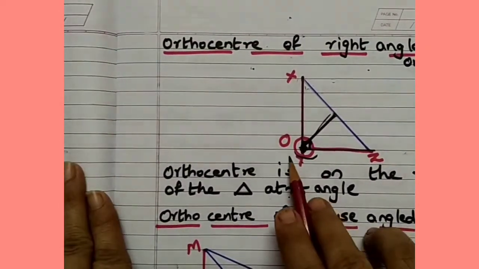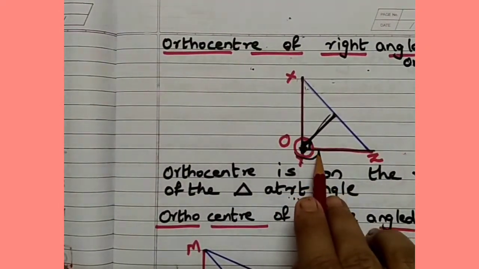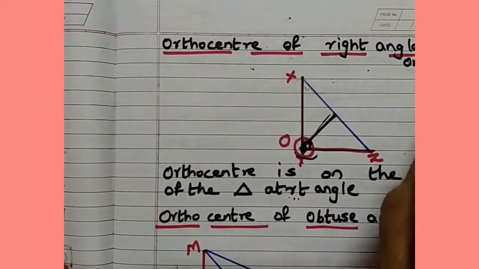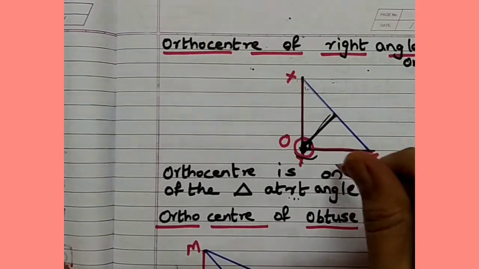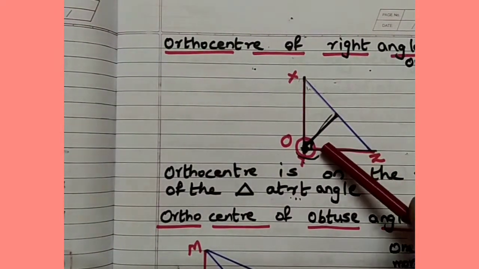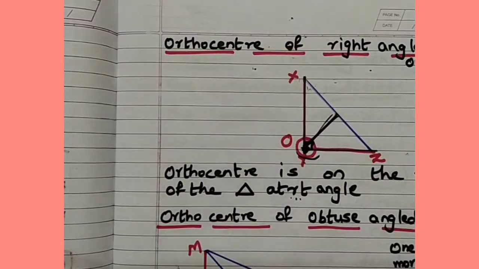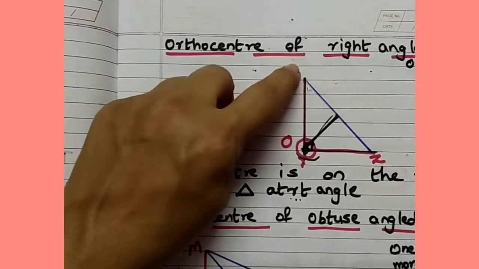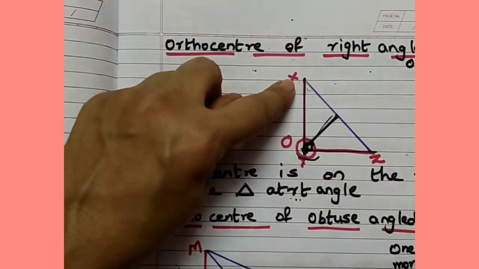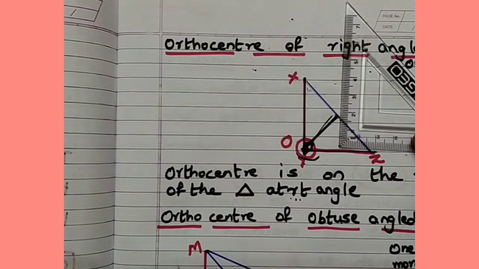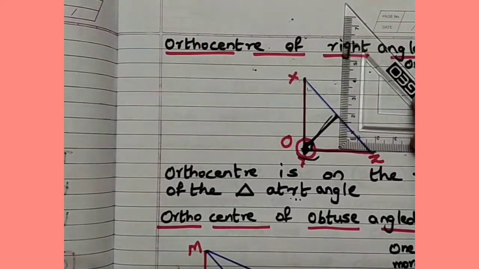Now this is a right angle triangle where one angle is 90. What is a right angle triangle? Any one angle of a triangle, if it is of 90 degrees, then that triangle is known as right angle triangle. So in this case, we again will see where does the orthocenter of this right angle triangle lie. So let us start with vertex X to YZ. So I will keep my set square over here.